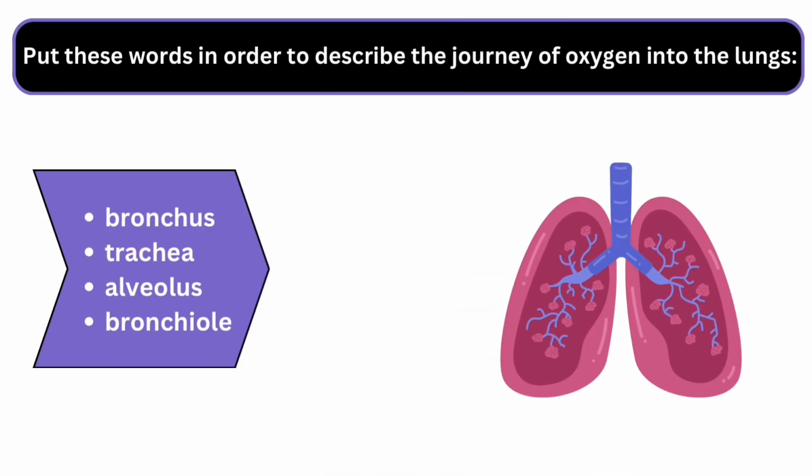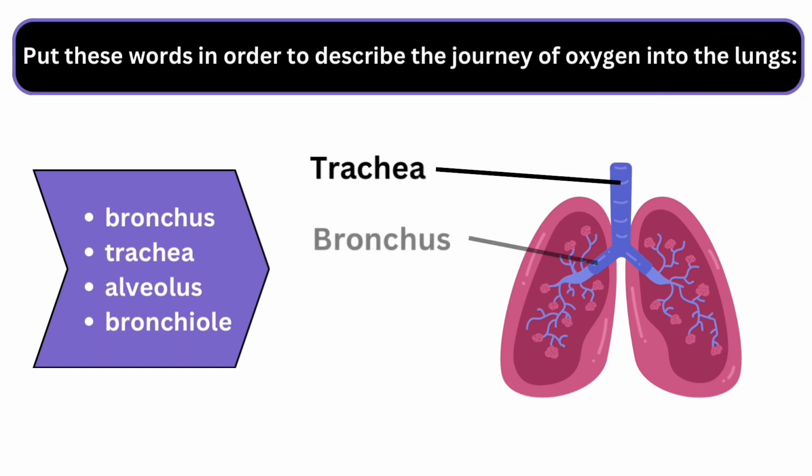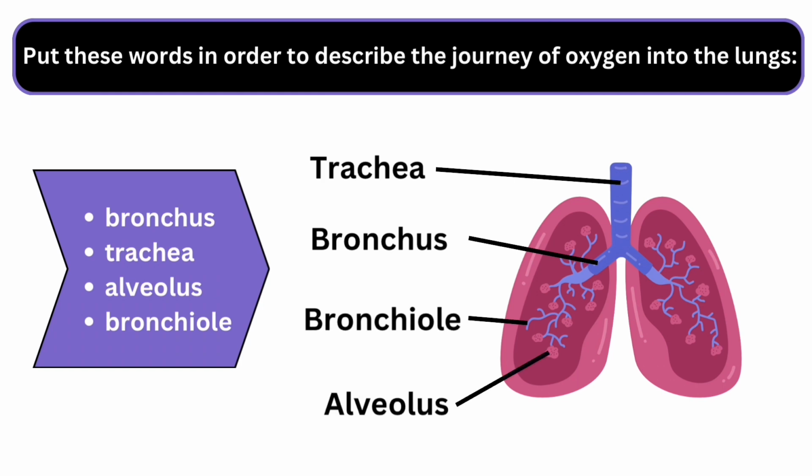Put these in order to describe the journey of oxygen as it travels into the lungs. So when you breathe in, oxygen will go into your mouth and then it will go down your windpipe, and when it does that, it's moving down your trachea. After the trachea, there comes the bronchus. And after travelling through the bronchus, the oxygen travels down the bronchioles, which are the thinner tubes. And after the bronchiole, it's the alveolus, which is the little air sac at the end.